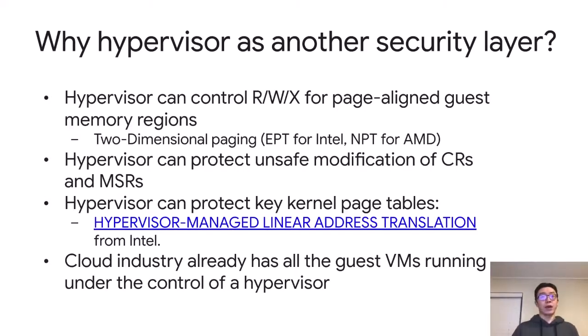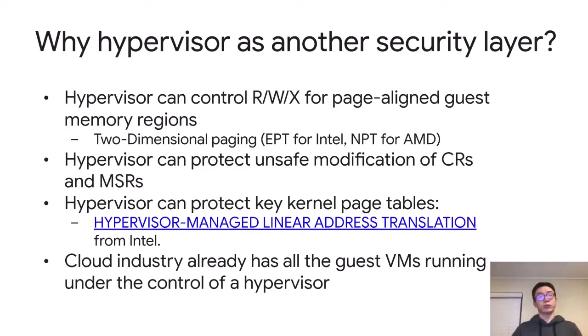The hypervisor, on the other hand, has almost one-to-one mappings to all the protection we want to achieve. The hypervisor can control the read, write, execute bit for page-aligned guest memory regions, utilizing the two-dimensional paging like EPT, or NPT for AMD. We can set up the permissions which guests can never change. And the hypervisor can protect against unsafe modifications of control registers and MSRs. We just configure the VM exit on those writes to MSR or control register, and then we can double check whether that's legitimate or not.